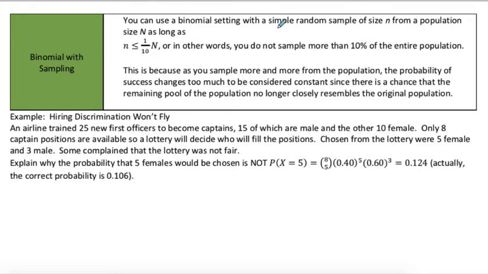It says you can use the binomial setting with a simple random sample of size n from a population N as long as this criteria is met. So this is where we have a simple random sample from a population. This is because as you sample more and more from the population, the probability of success changes too much to be considered constant, since the remaining pool of the population no longer closely resembles the original population.